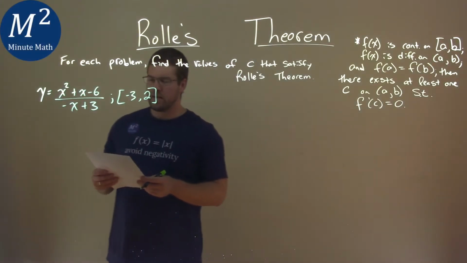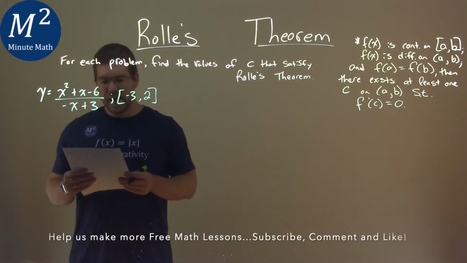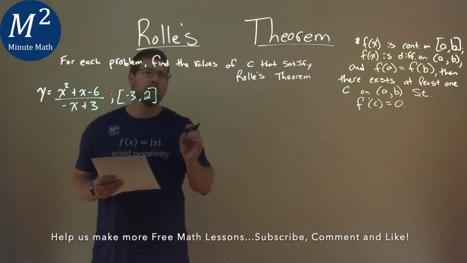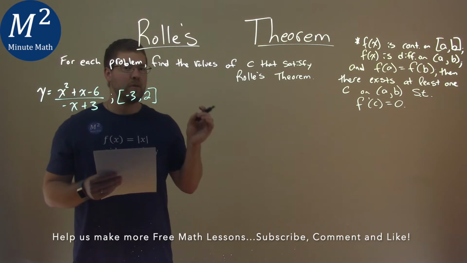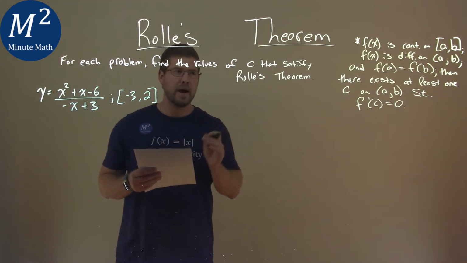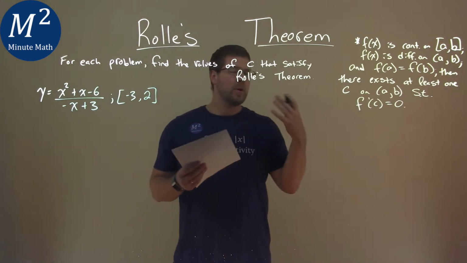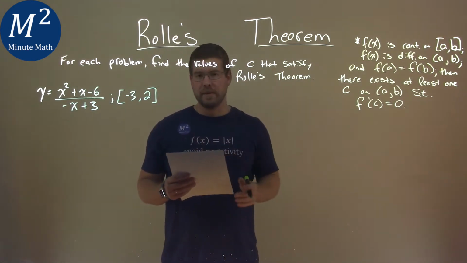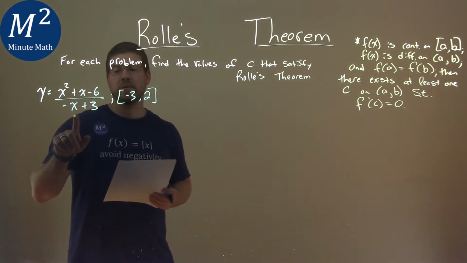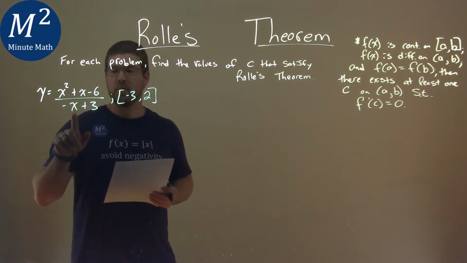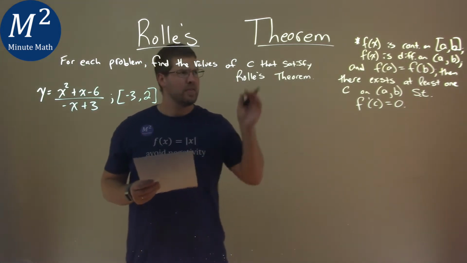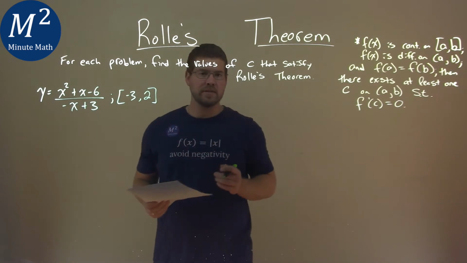We're given this problem right here, y equals x squared plus x minus 6 over negative x plus 3, and we want to find the values of c that satisfy Rolle's theorem on our interval from negative 3 to positive 2. Now, Rolle's theorem tells us we can only do it when our function is continuous from a to b. And our function is continuous in a to b except for when x is equal to 3. Notice 3 in the denominator causes that to be dividing by 0. So we're good there. Same thing where it's differentiable, we're good for the same reason.